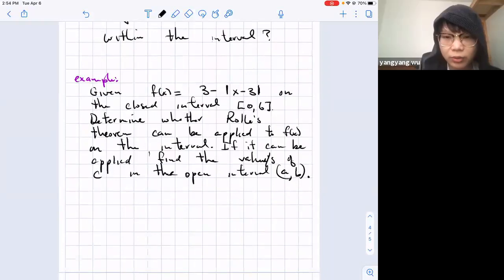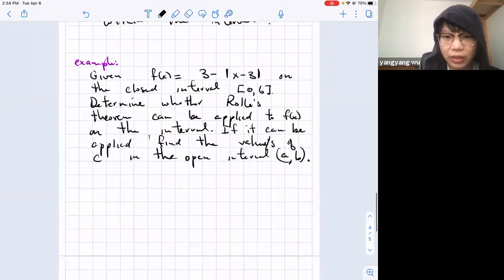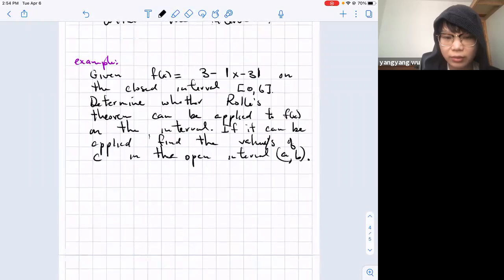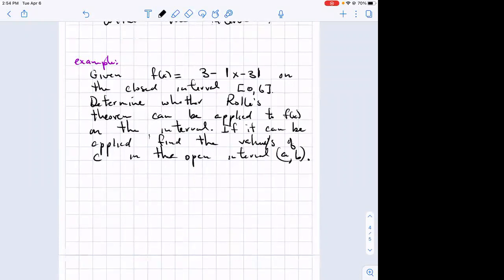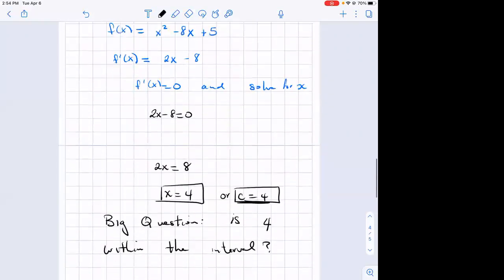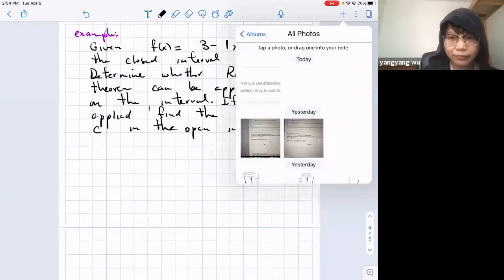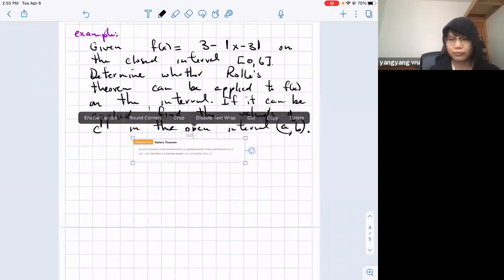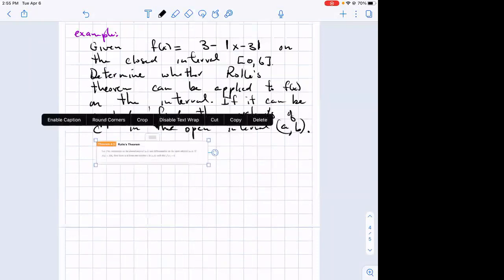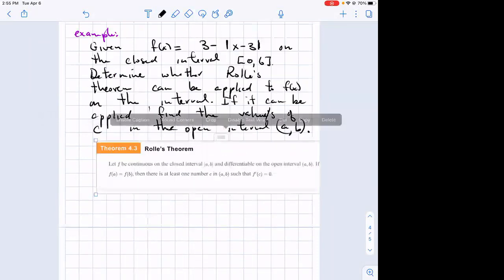F of 0 equals 0 and F of 6 equals 0, and they are equal, but F prime doesn't exist, so it cannot apply. Okay, so what Miss Yang Yang did, let's reinsert again the definition here, guys. If you don't apply this definition, you're not getting anywhere, okay?